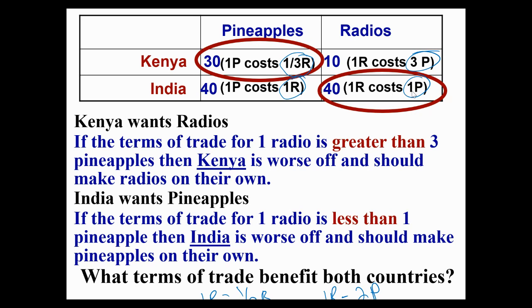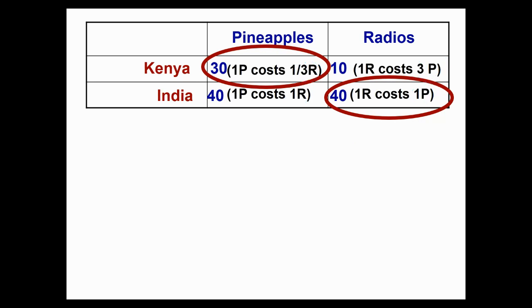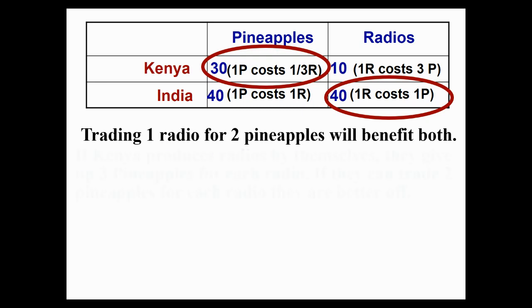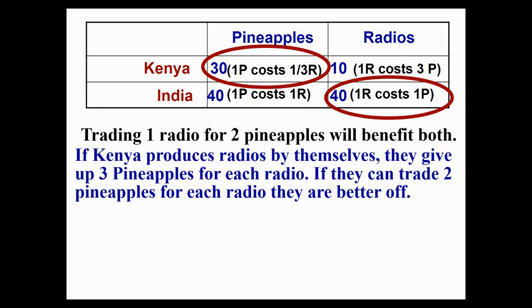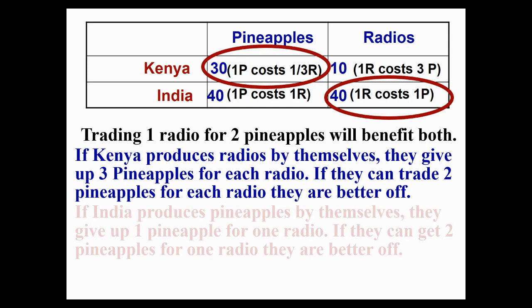They would rather have it closer to the lower end, like one radio for 1.5 or 1 1/4 pineapples, where India would rather get one radio closer to 3. So India would rather have a trade closer to the 3, where Kenya would rather have the one radio closer to the one pineapple. But I chose two. It was right smack dab in the middle. They should both be pretty fairly off with that trade. So, like I said, one radio for two pineapples makes them both better off. That's a good deal for both.